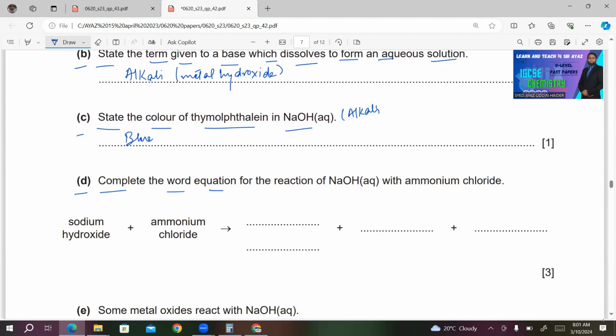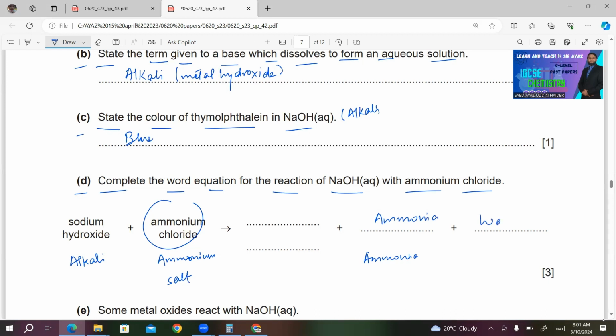D. Complete the word equation for the reaction of NaOH aqueous with ammonium chloride. Ammonium chloride is an ammonium salt. So whenever you react an ammonium salt with alkali, here sodium hydroxide is the alkali, you will get 3 products: ammonia, water, and the salt. The salt obtained must be formed between sodium and chloride, so we will write sodium chloride.